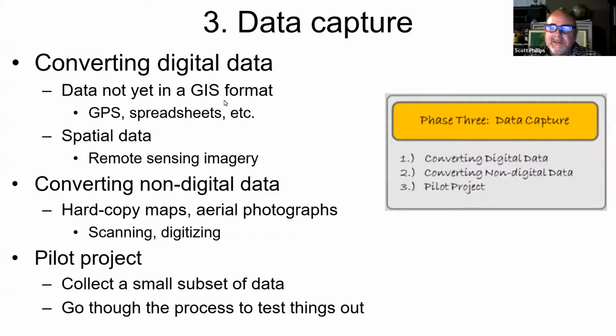Now, if you don't have existing data, you may have to capture the data yourself. You may want to convert data that's in some type of digital format that's not necessarily GIS, or maybe it comes from something like remote sensing data that's in a spatial format but was developed outside of GIS. Not-yet-GIS data could include raw GPS data or spreadsheets. Spatial data can include remote sensing imagery, maybe things captured by satellite, but they weren't produced in a GIS, but they can easily be brought into a GIS.